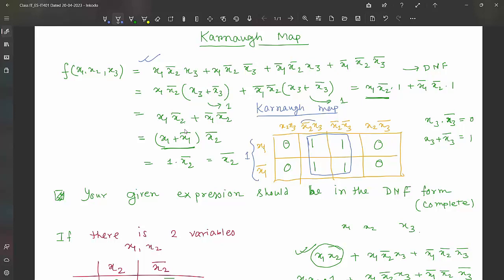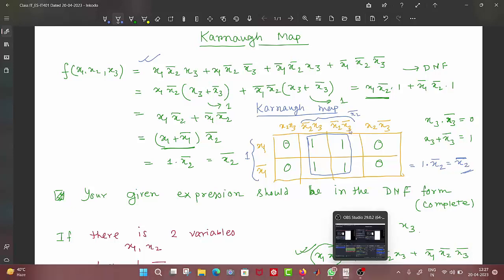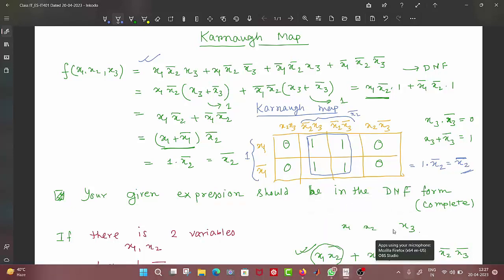And what is common from the column? Common from the column is x2 bar. So that means your answer will be x1 dot x2 bar. It is x2 bar, okay, 1 dot x2 bar. That means the answer is x2 bar. Okay. Now is it clear to everyone how to take this Karnaugh map?